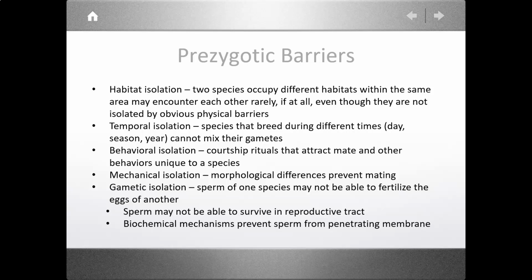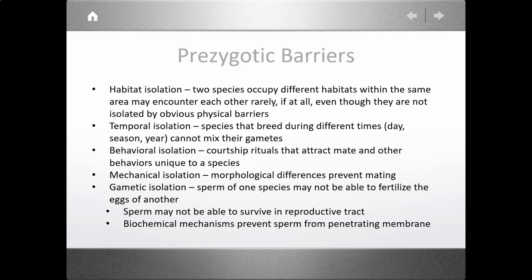Behavioral isolation, this happens a lot with sexual selection, and we have specific courtship rituals that attract their mate, and those behaviors are often unique to individual species. So if a female bird is expecting a certain type of mating dance and doesn't get that from the male of another species, then she's more than likely not going to bother mating with him. Mechanical isolation, these are physical morphological differences. They physically can't complete the act of mating because the parts don't fit.